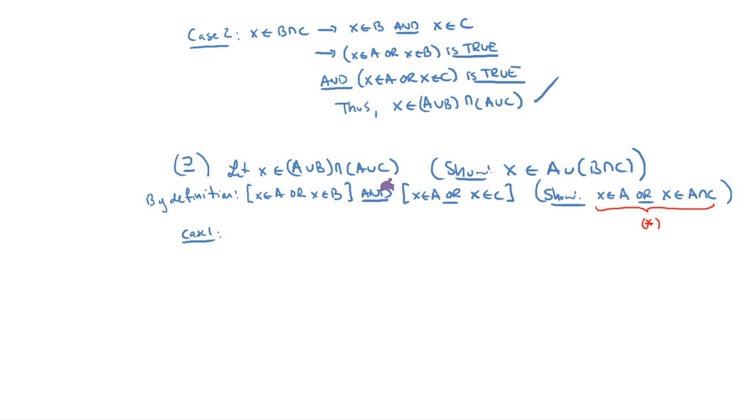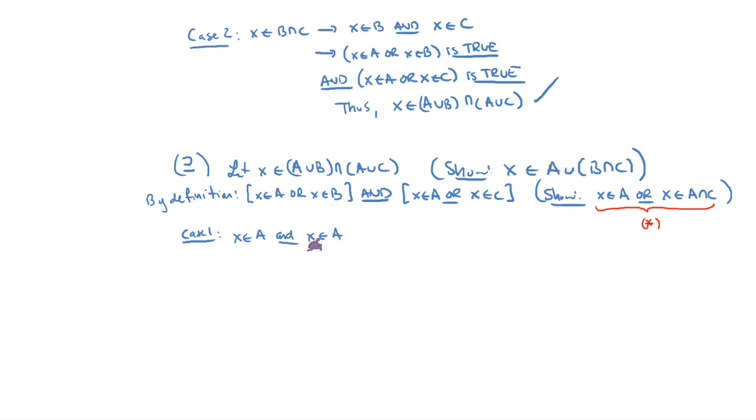Okay, for an and to be true, I have to have both of these be true, right? But for an or to be true, I only need one of these to be true, at least one, right? So one case would be x is an element of A, which would make this true, and x is an element of A. Well, it's kind of saying the same exact thing, all right?